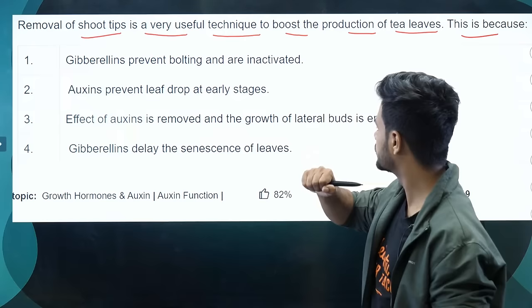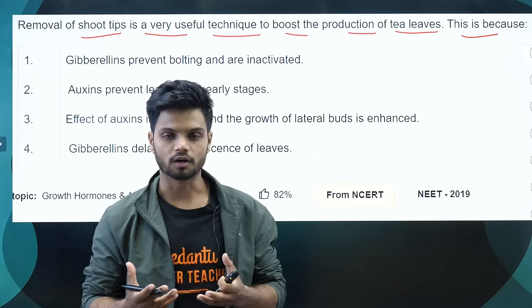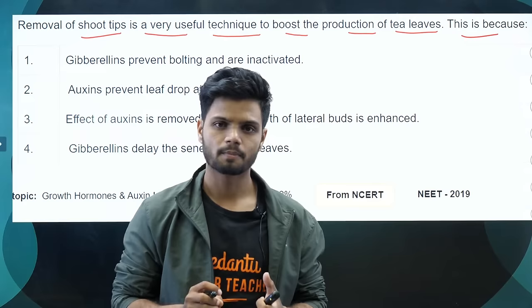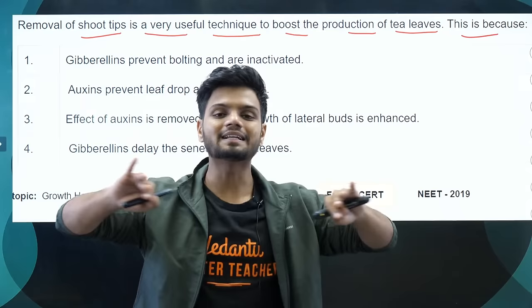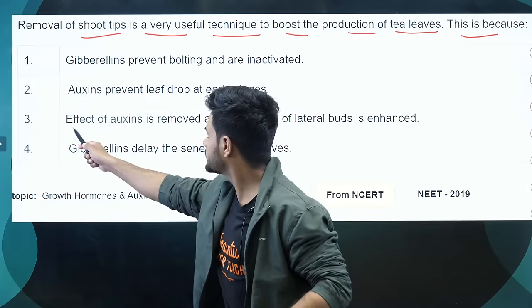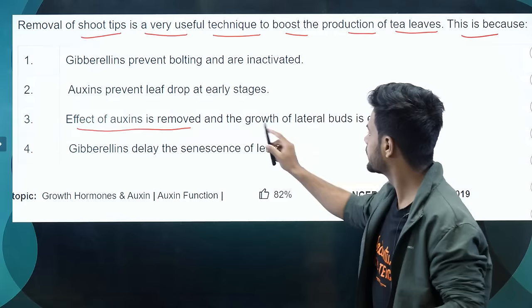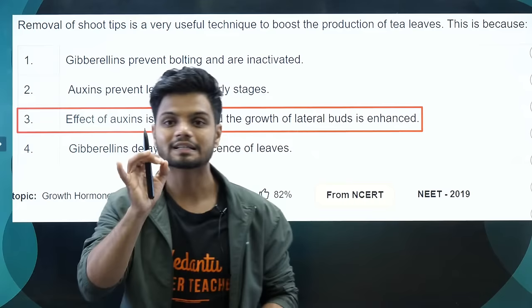No. If you look at the tea gardens in Darjeeling, Assam, have you seen they keep on pruning it? Yes. To make sure it doesn't grow very tall, to make sure the lateral growth is there. Why? If you cut the growing shoot tip, the effect of auxin is removed. If the effect of auxin is removed, the growth of lateral buds is enhanced. So that's what happens in the tea leaves.